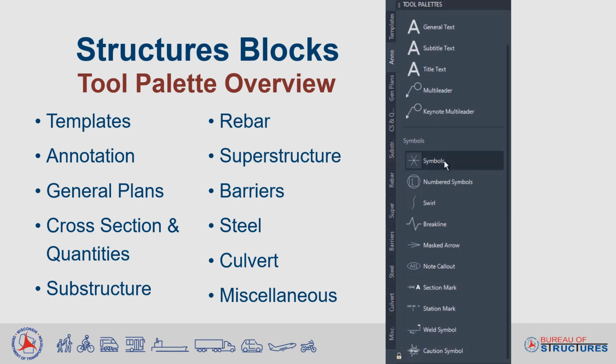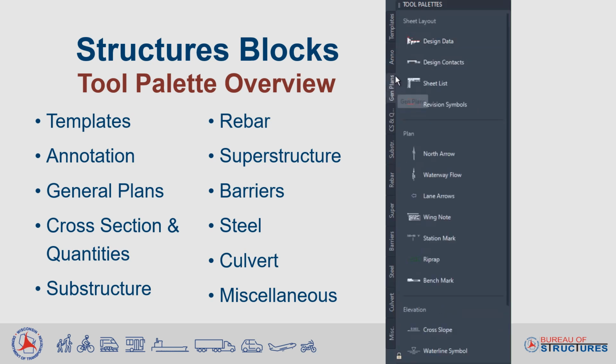So this symbols block is a dynamic block that has a variety of different symbols like filled in triangle, hatched or checkered square, that sort of thing. And then there's a variety of other symbols like a weld symbol and the station mark.